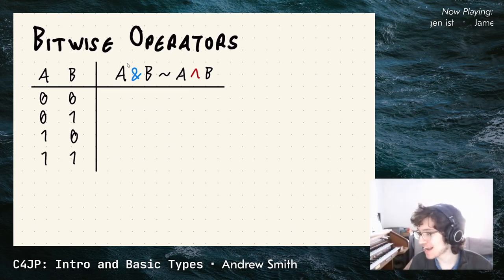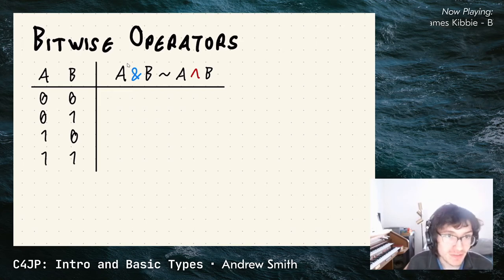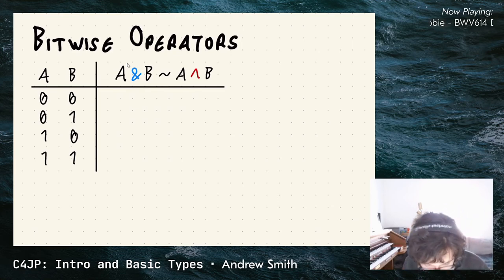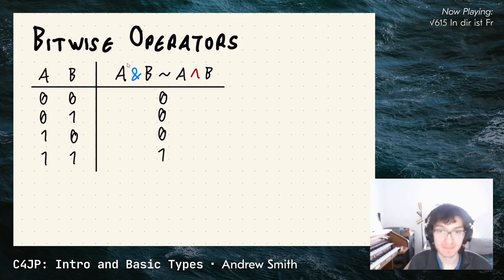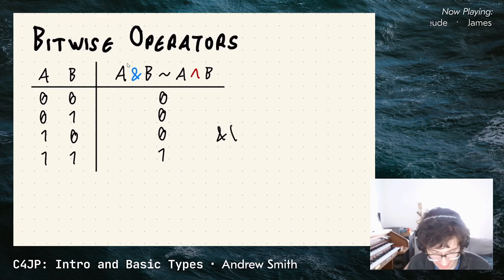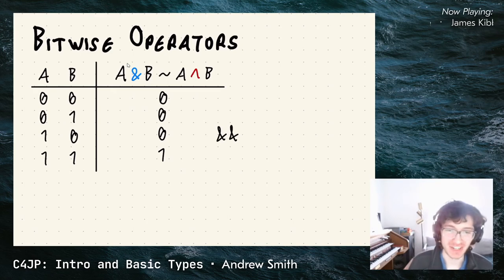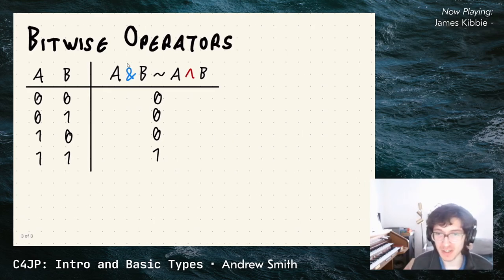In order to run the AND operator on these bits, we're literally just going to apply binary conjunction from discrete math. It's very simple. So 0 and 0 is 0. 0 and 1 is 0. 1 and 0 is 0. 1 and 1 is 1. And that's it. That is the whole operator right there. That's AND, a single ampersand versus the double ampersand, which is our Boolean conjunction. But there is our single bitwise AND.